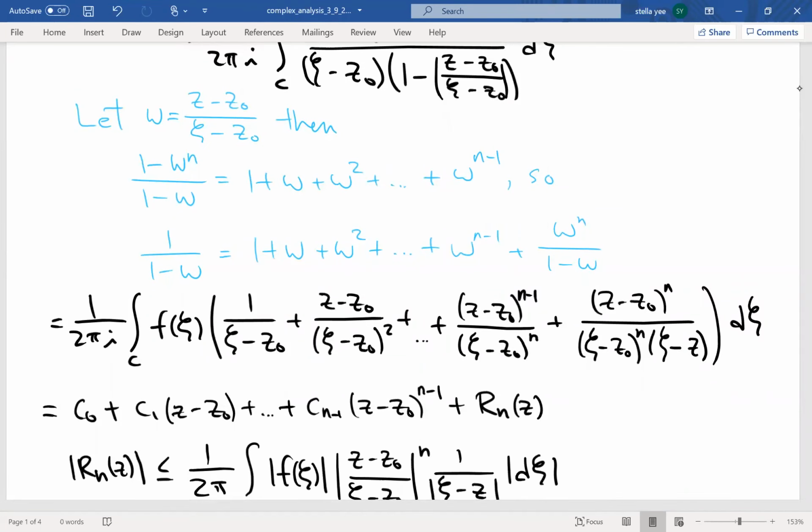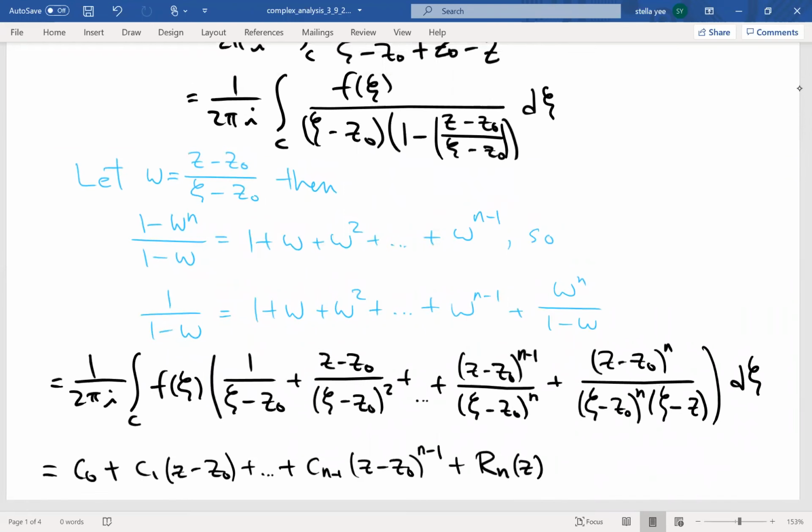All right, so note that the first term should be 1, but I do also have one factor of zeta minus z naught. So it's 1 divided by zeta minus z naught. And on subsequent terms, I have different powers of w, but I also multiply back in zeta minus z naught. So the denominator has 1 higher power than the numerator. That's why we get this. And this will continue on until the w to the n minus 1 term right here. That's that. And the nth term.